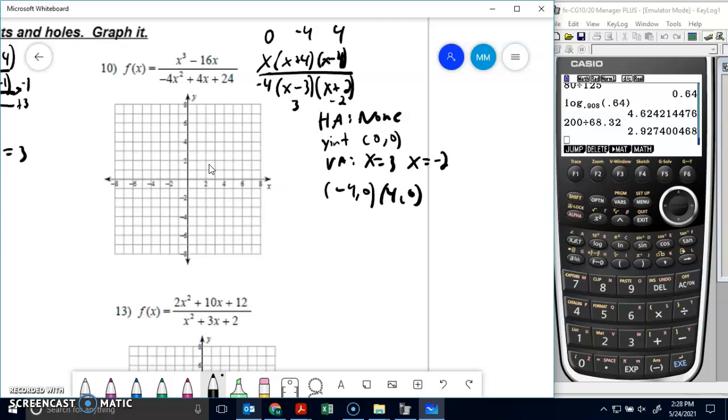I do need the oblique here. So I'm going to take x to the third plus 0x squared minus 16x, divided by negative 4x squared plus 4x plus 24.